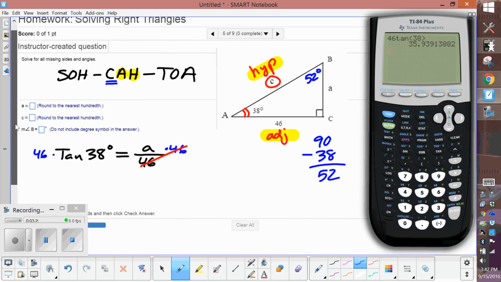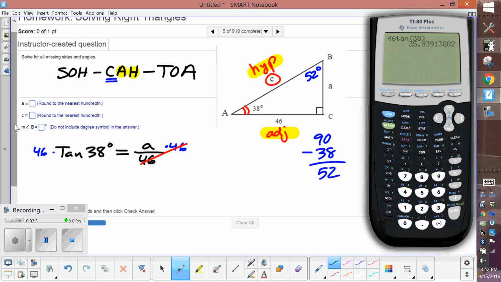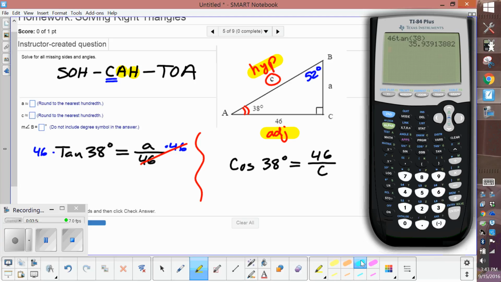So if I were to write it out, I'll make a little equation. Now we're looking for little c. I would say the cosine of 38 degrees equals adjacent over hypotenuse, 46 over little c. A little bit different problem. You'll notice the last time I did the trig, my unknown was on the top. This time, my unknown is on the bottom. So I have to perform some different algebra skills, but still not too hard.